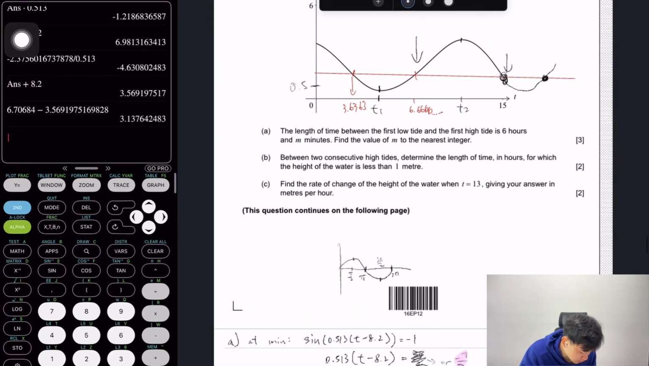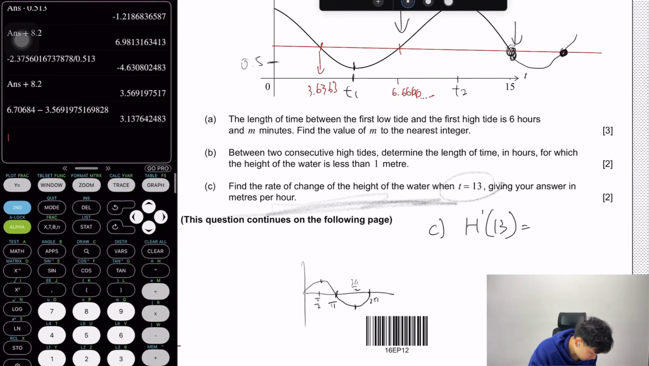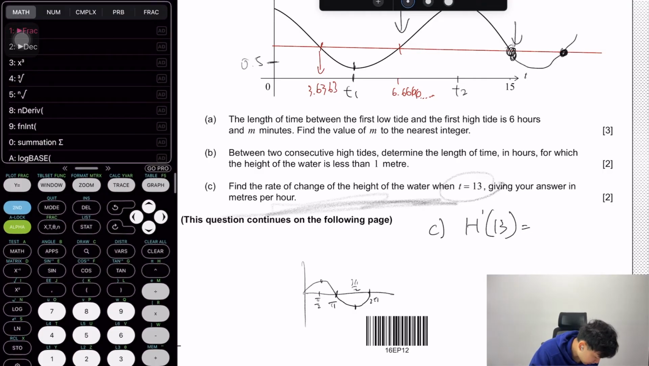Part C, find the rate of change. Oh, this is quite easy at time equals 13. So I just put it here. Part C is when you have the differentiation at 13. You can input it again in your math and then take the nth derivative.